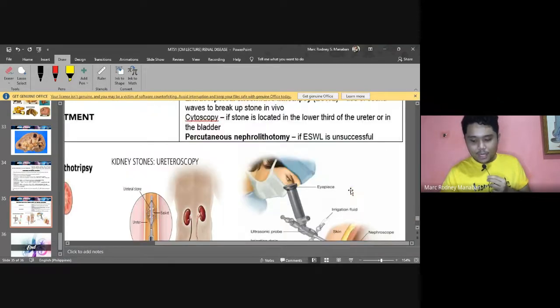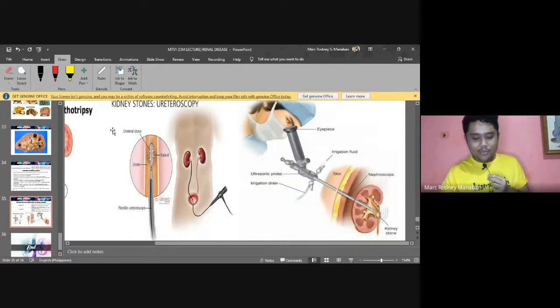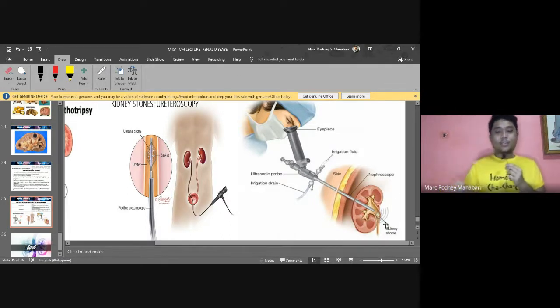Percutaneous nephrolithotomy, if your shockwave lithotripsy is unsuccessful. So what happens is, we insert a machine through the skin, and then the surgeon breaks the kidney stone inside. Alright, so again, the kidney stones are broken into manageable pieces so that they can just be passed through your urethra and urinated out.